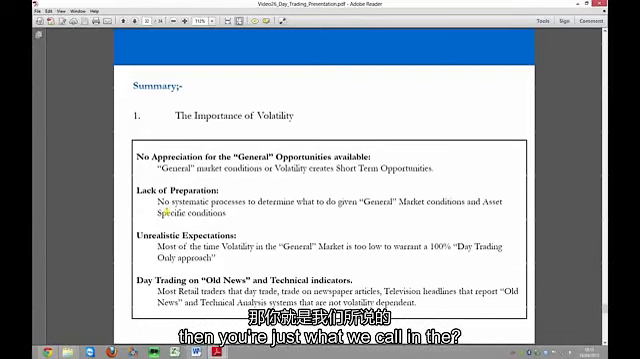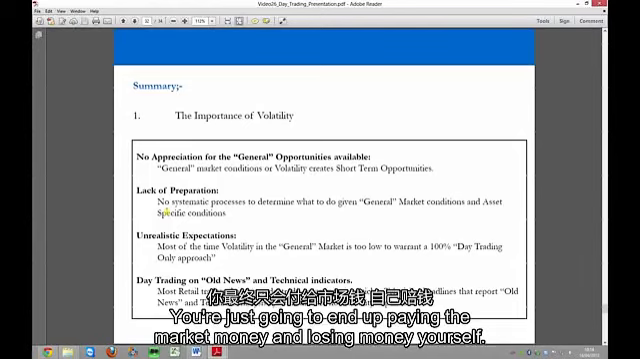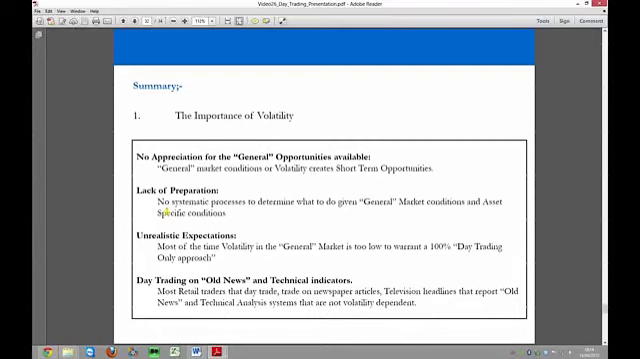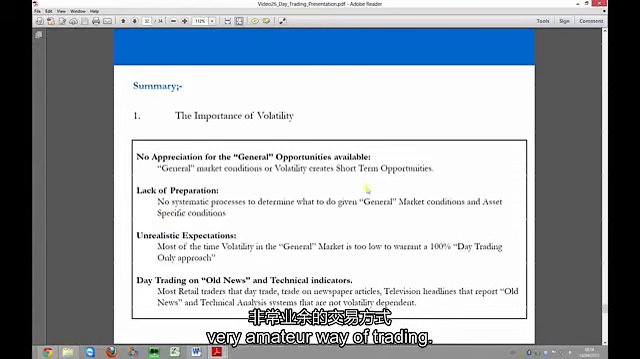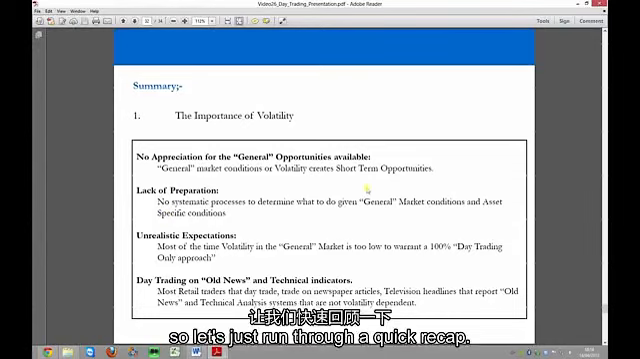If you don't do that, then you're just what we call in the UK punting around. You're just going to end up paying the market money and losing money yourself. That would be a very, very amateur way of trading. Okay, so let's just run through a quick recap.